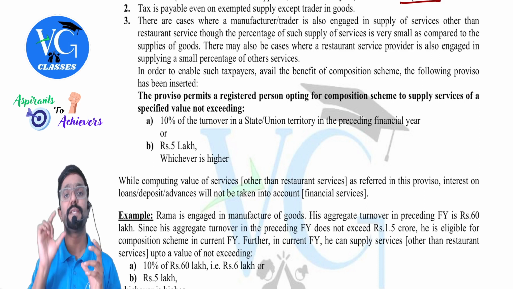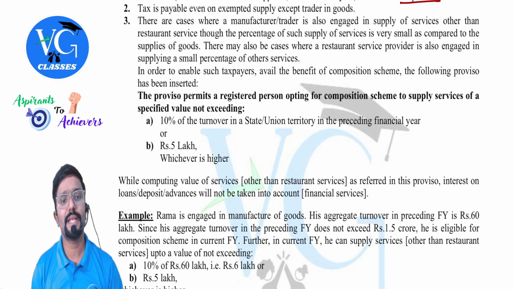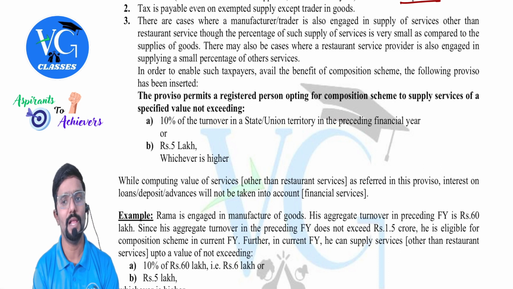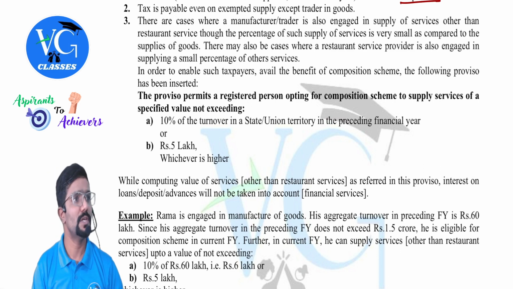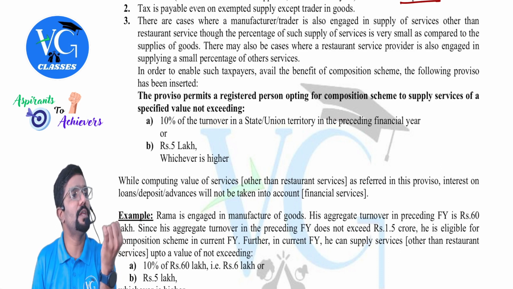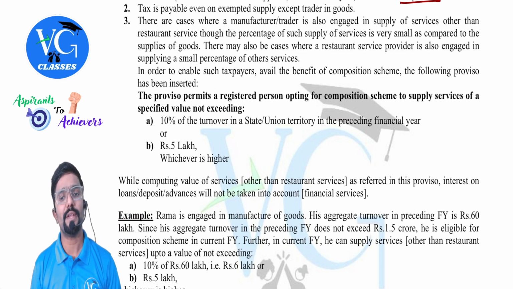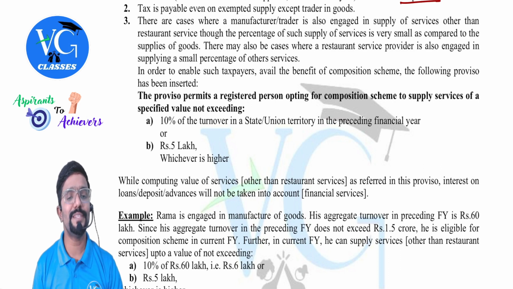Actually, this third note is given in the proviso. There are cases where a manufacturer or trader is also engaged in supply of services other than restaurant service, though the percentage of such supply of service is very small as compared to supply of goods. So supply of goods, your main supply is what? Either of RTM. There may also be cases where a restaurant service provider is also engaged in supplying a small percentage of other services. In order to enable such taxpayers avail the benefit of composition scheme, the following proviso has been inserted.